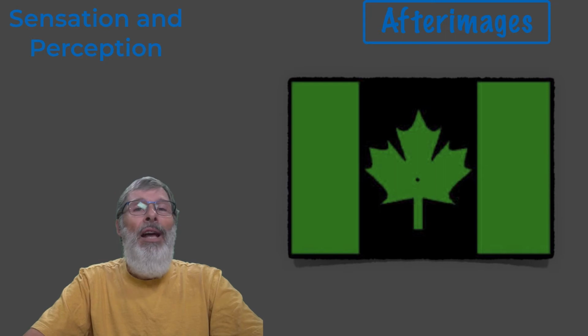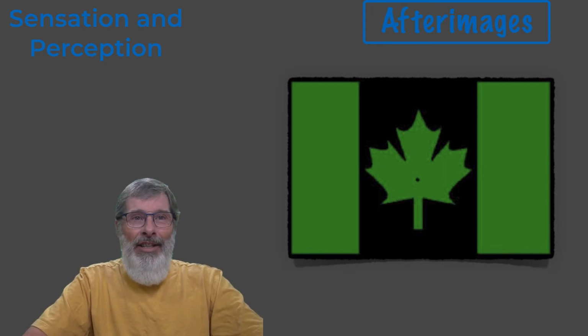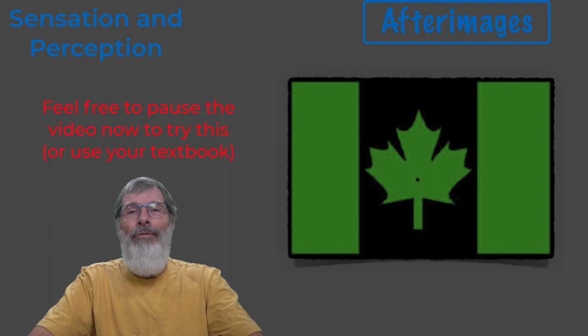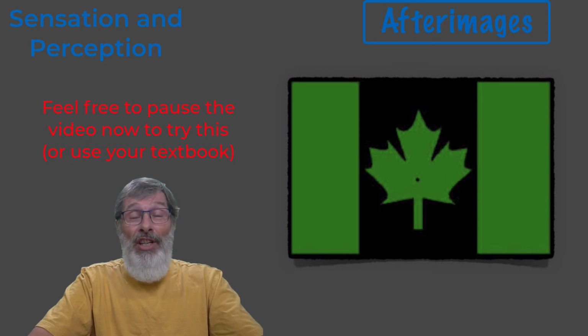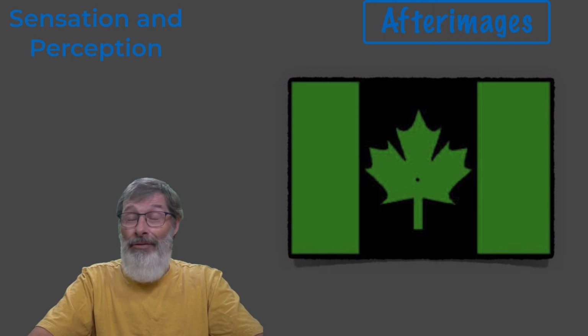It's a green and black flag. What I want you to do is to stare at the black dot in the center of the flag and do so for about 30 seconds, even to a minute, and see what you notice when you take your eyes away from that image and put your gaze on a white sheet of paper. My guess is you'll notice what an after image is.